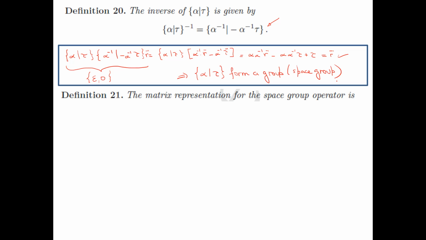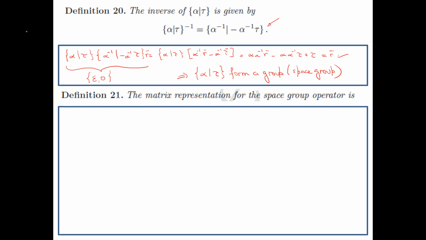What next? We're gonna see what's the matrix representation for the space group. We can represent this compound operation, rotation plus translation, using a single matrix, and it's not a 3x3 matrix like alpha is, but it's actually a 4x4 matrix. So the matrix operation, I propose, for the space group operation alpha tau is a 4x4 matrix that I can write in a concise manner like that.